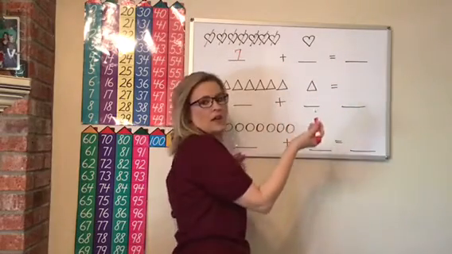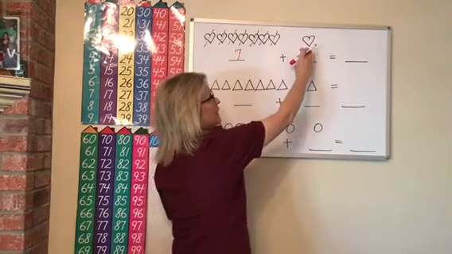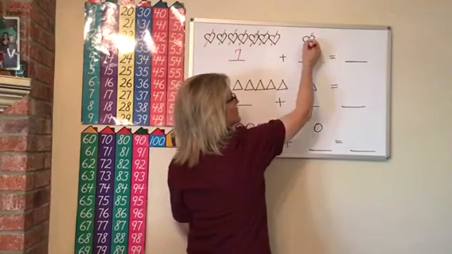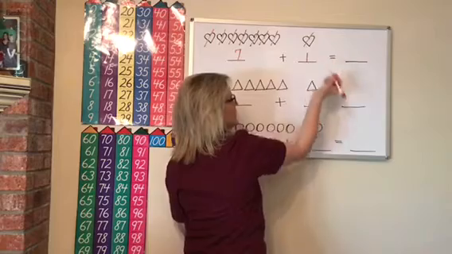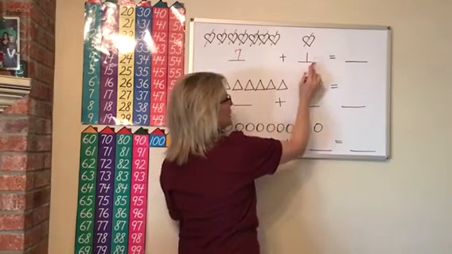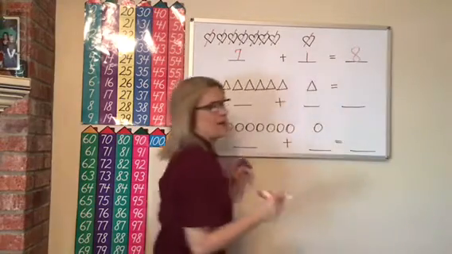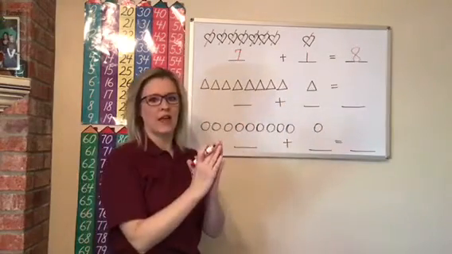And we have another heart. So we had 7, and then we had a friend give us another 1. So this is just 1. So now we have 7 plus 1 equals, how many do we have now? All together, we have 8 all together.